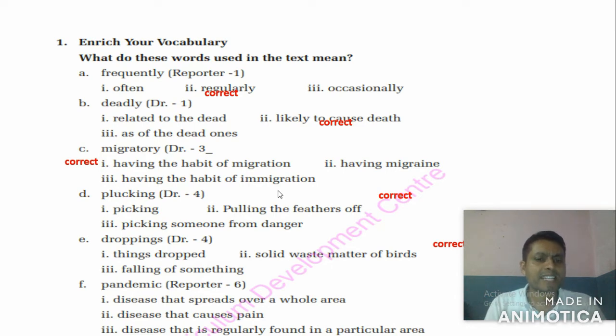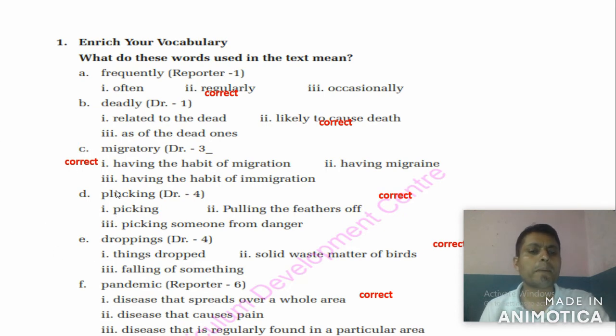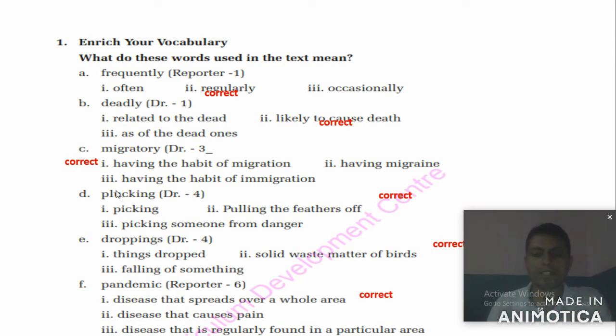Now number 8, pandemic. Pandemic means a disease that spreads over a whole area, a disease that causes pain, or a disease that is regularly found in a particular area. What is the correct answer? Can you please tell me? Yes, a disease that spreads over a whole area. So this is called pandemic.